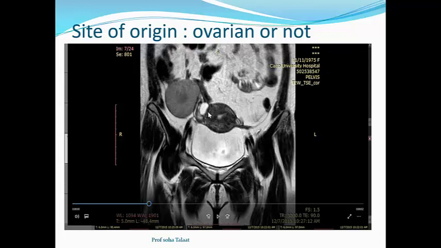And here is a dominant follicle in the ovary. This ovary is completely normal. So it's not ovarian, it is peritoneal in origin. So always search whether a normal ovary is present or not.